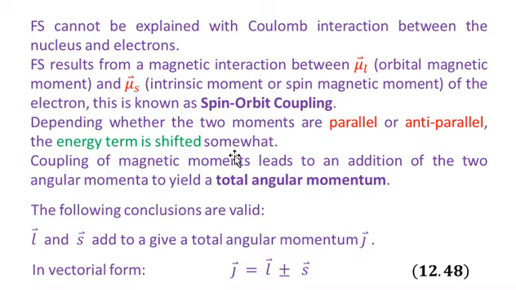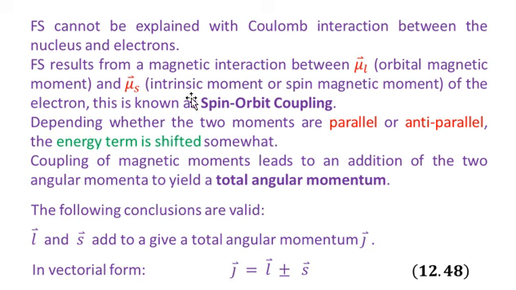And in these two cases, there will be an energy difference between the two quantities. Coupling of magnetic moments leads to an addition of two angular momenta to yield the total angular momentum. So when there is an interaction between mu L and mu S, in vectorial form, they will combine together to produce another quantity which we shall see later, and such a quantity will be called the total magnetic moment of the atom.